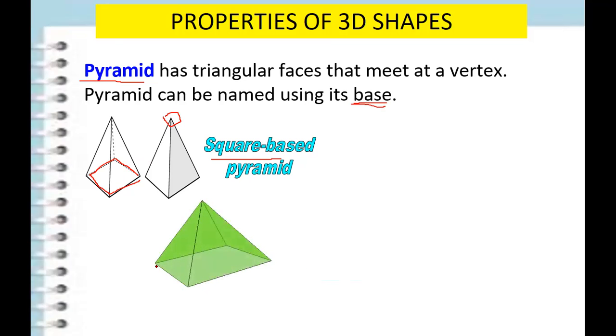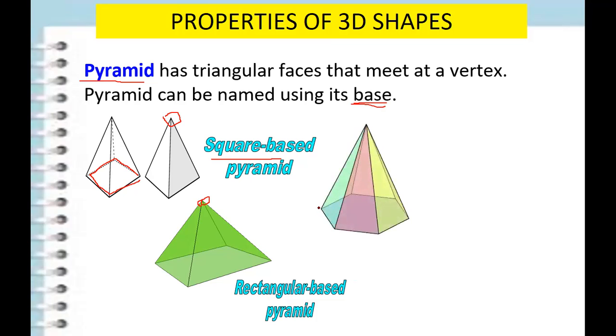Another one. What is the base here? It's a rectangle and it's a pyramid. All the faces meet at the vertex. It's only one on top, all triangles, and the only different shape is the base, which is a rectangle. Therefore, what do you call this one now? Rectangular-based pyramid. Okay. Another last example.